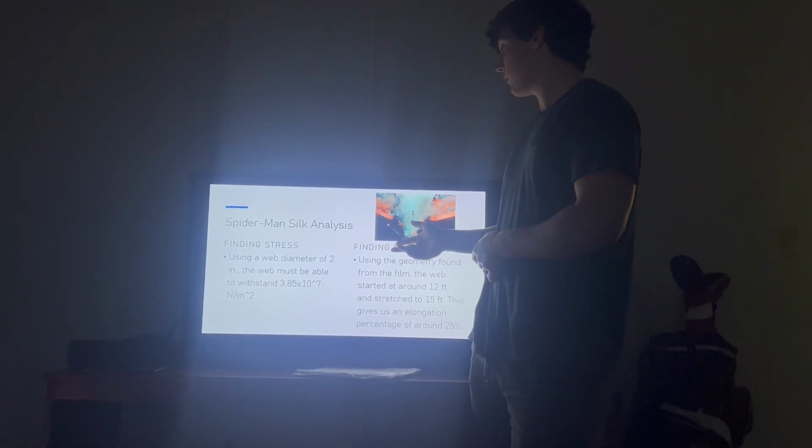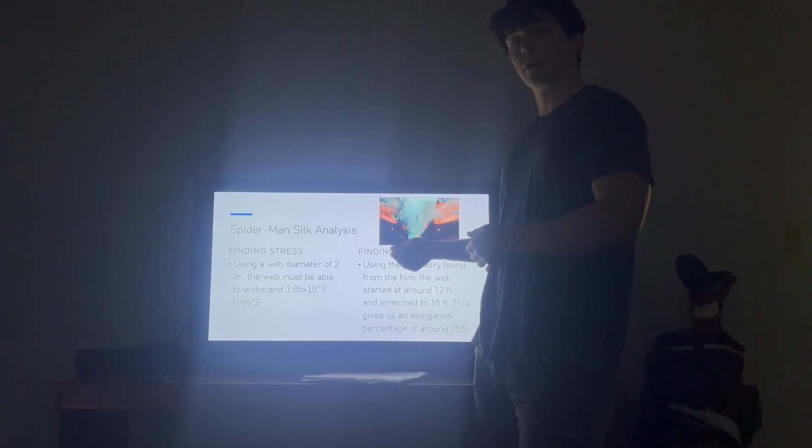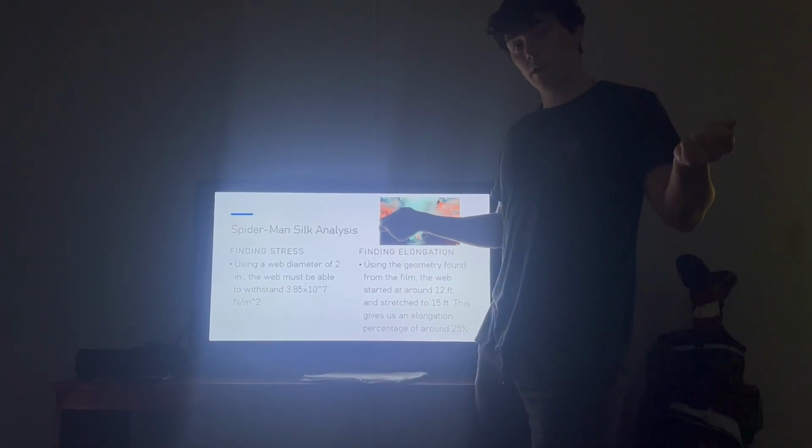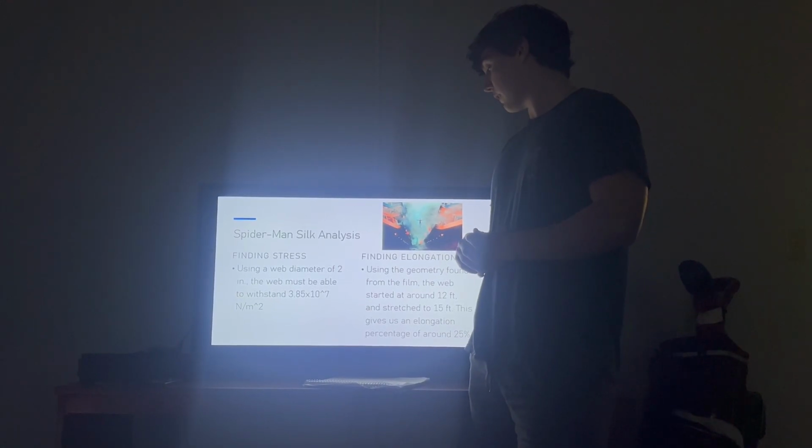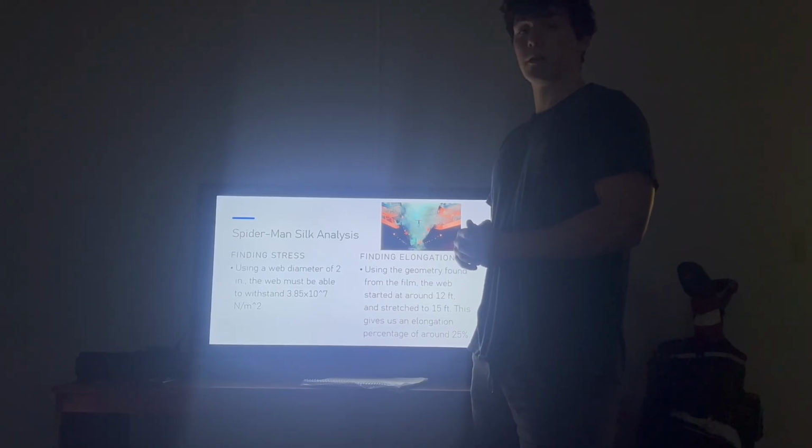And so finding all this tells us that in order for the silk to be able to hold that ferry together, you would need 3.85 times 10 to the 7 newtons per meter squared of stress, and it needs to elongate to at least 25%.